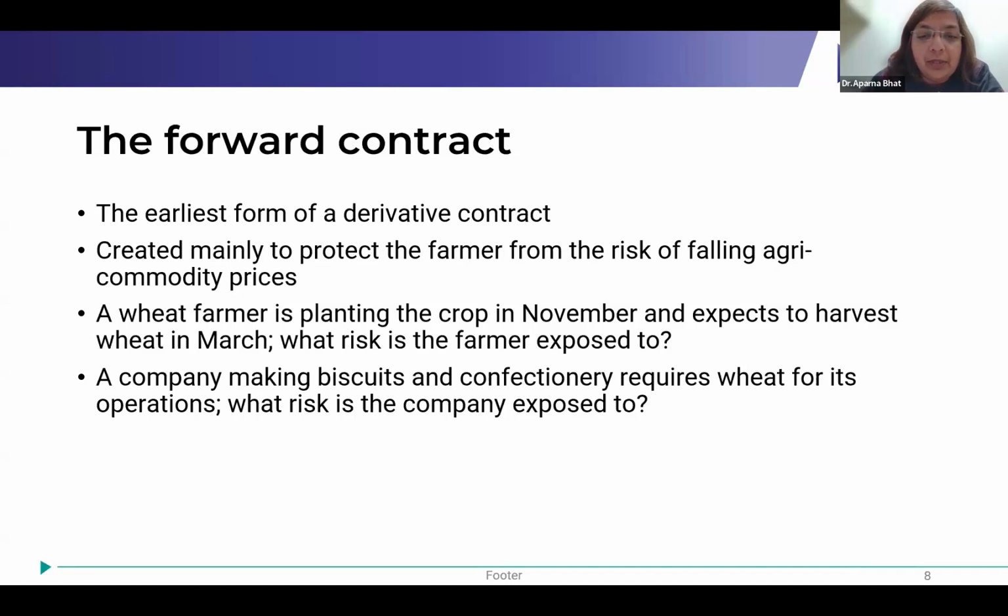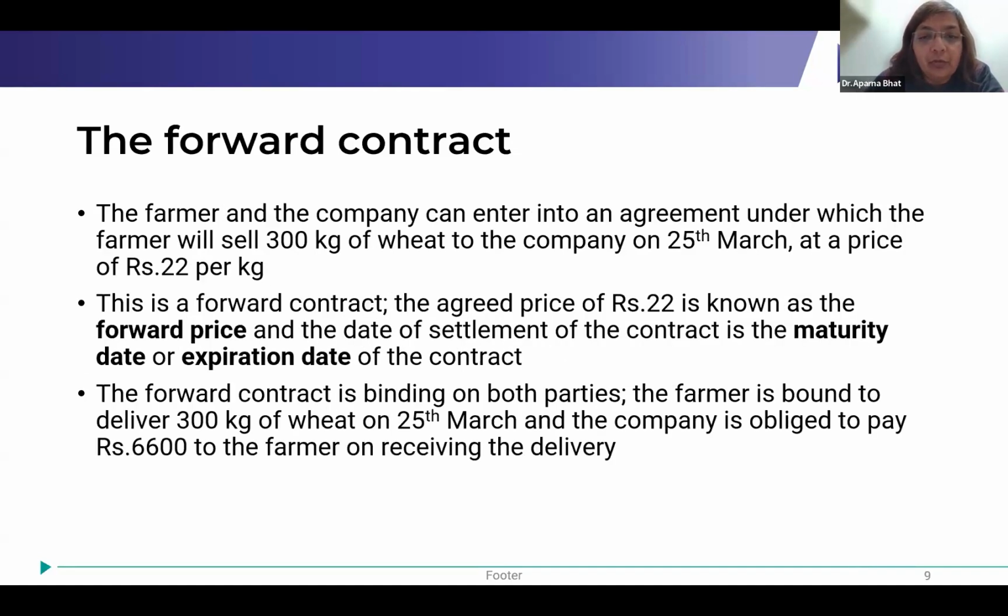So what both these people, the farmer and the company, can do is come together and enter into a forward contract. They can enter into an agreement under which the farmer will sell 300 kilos of wheat to the company on 25th March at a price of 22 per kilo. So what are the terms of this contract?